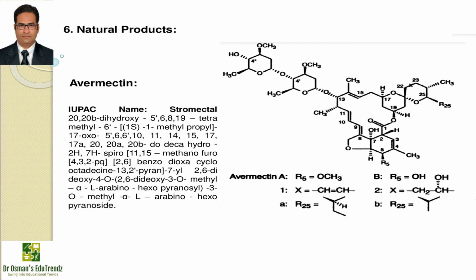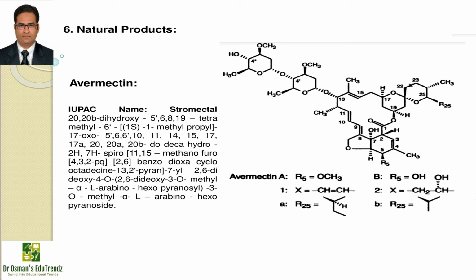Now the sixth class, natural products, ivermectin. Ivermectin is available with the brand name Stromectol. It is used in the treatment of certain worm infections. It is used to treat river blindness, that is onchocerciasis, and a certain type of diarrhea, that is strongyloidiasis. It is also used in treatment of some other kinds of worm infection.